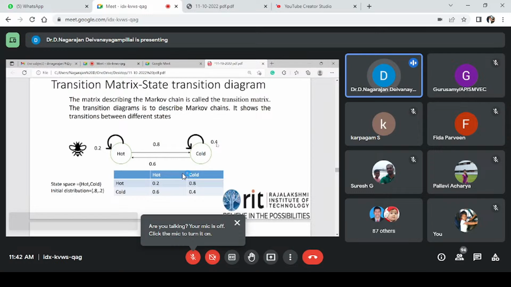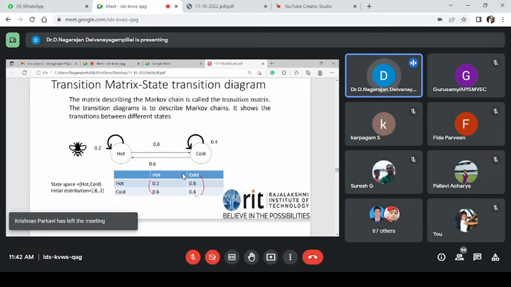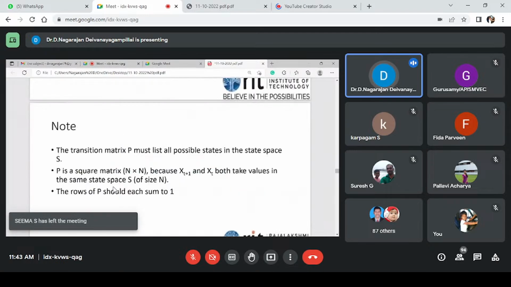From this, we can form this matrix: hot and cold, hot and cold. And the initial distribution is 0.8 and 0.2. So using this, we can also find the long-term behavior: pi P is equal to pi. So pi is the initial distribution, P is the given matrix. After n tends to infinity, we can get the stationary distribution.